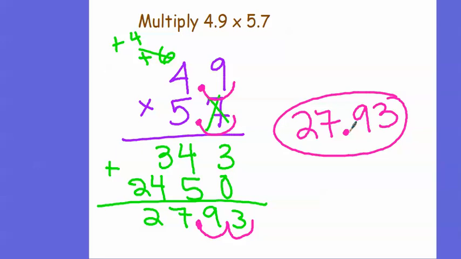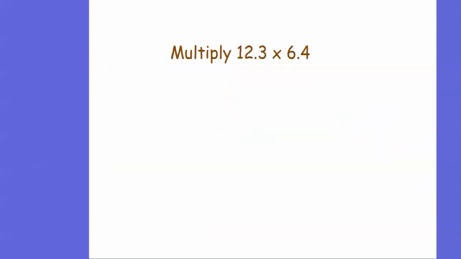To say that number, you're going to say the whole number. So we've got 93 and then the place value of the smallest number. So here we have the 9 is in the tenths, 3's in the hundredths, so together this is 93 hundredths. 27 and 93 hundredths. Let's look at a third example.